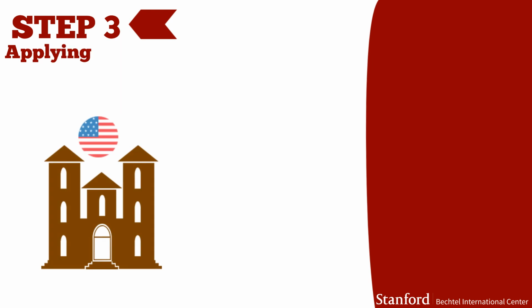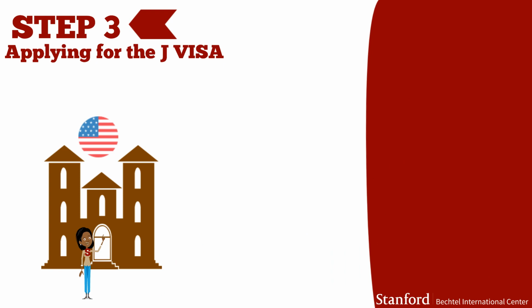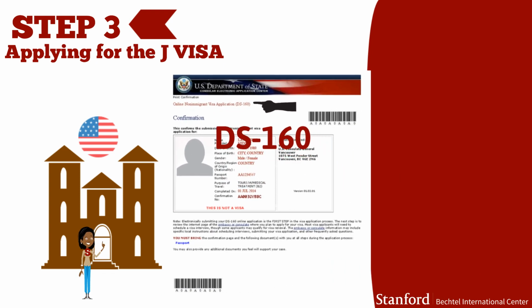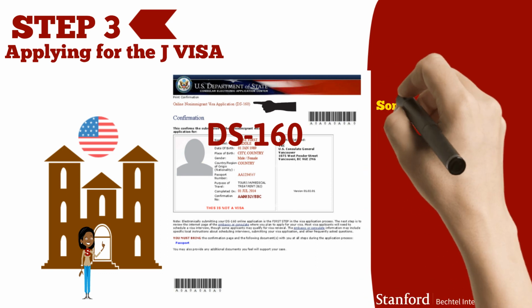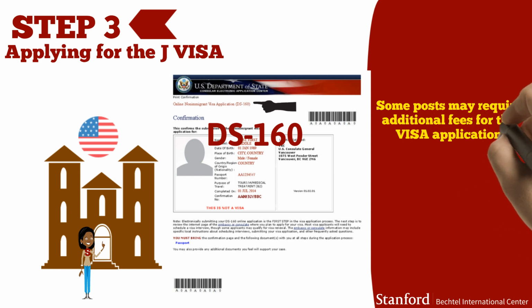The next step is to contact the US Embassy or Consulate in your home country for your visa stamp appointment. You will need to complete the DS 160, an online application form, to schedule this appointment. Some posts require that you pay additional fees for the visa application.